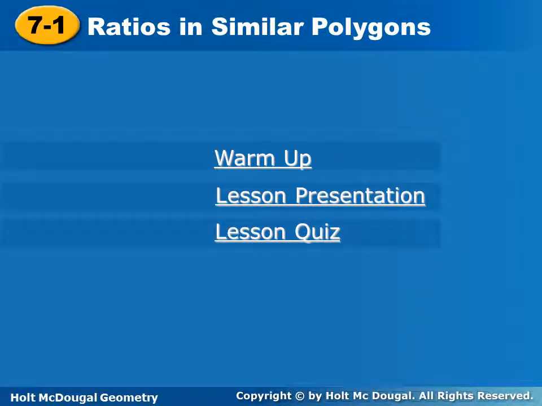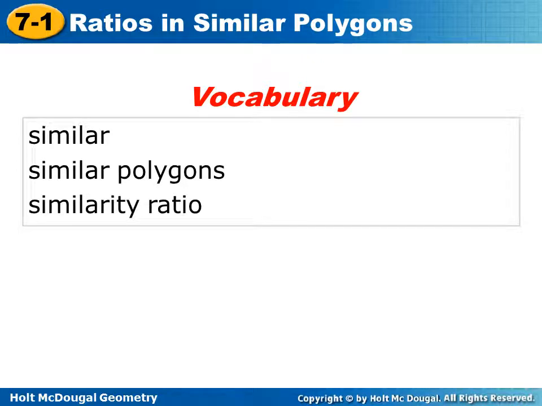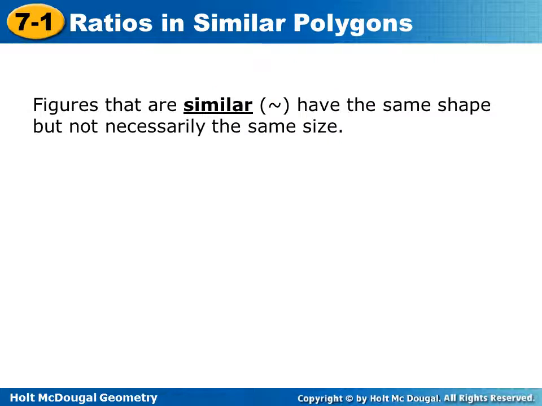Today we'll be talking about ratios and similar polygons. The vocabulary for today is similar, similar polygons, and similarity ratio. Figures that are similar have the same shape but not necessarily the same size, and we'll be using that small swoosh sign that looks like the top of a congruent symbol as the symbol for similarity.